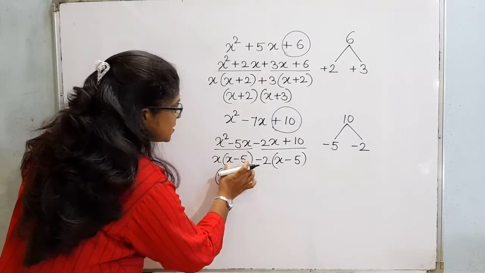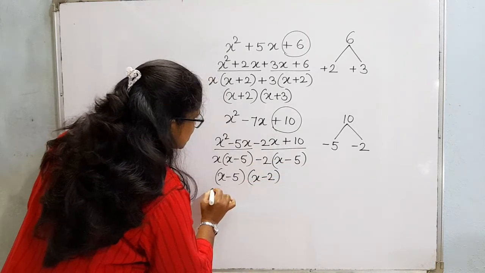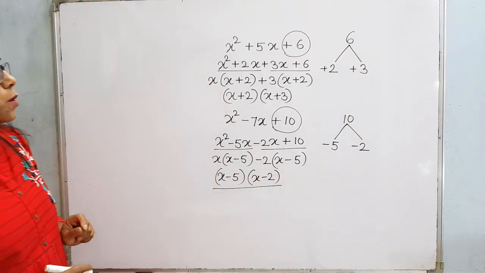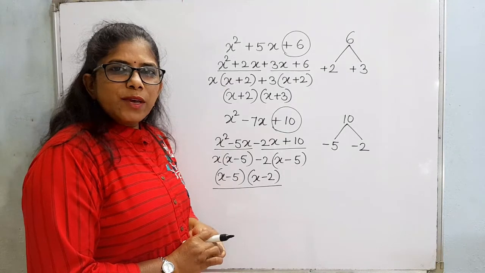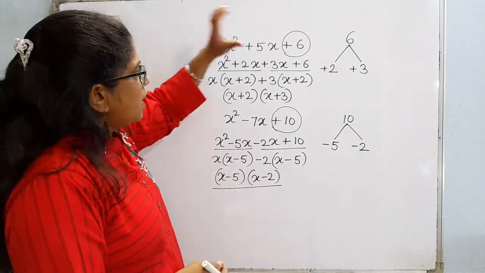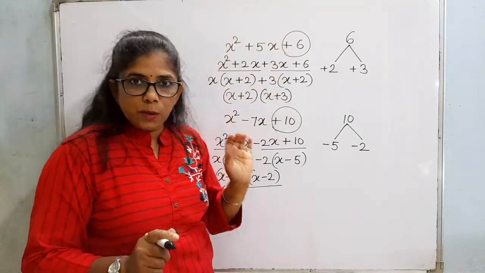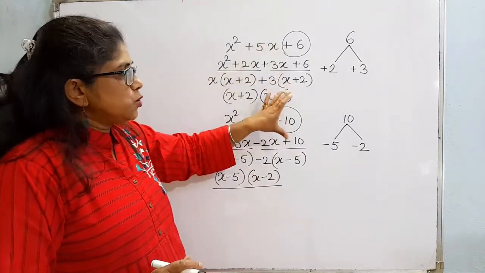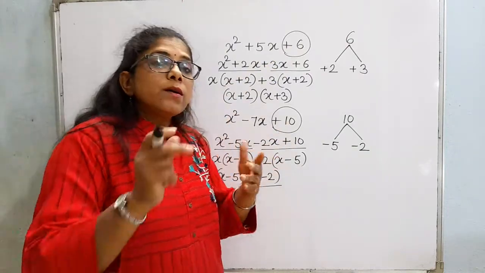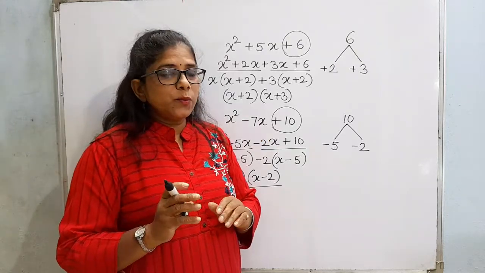X minus 5 is the common bracket and here x minus 2. So this is the final answer of this expression. So is it difficult? No, not at all. It's so easy. When the last term is positive, the last term is always the product of our 2 numbers. Whenever the last term is positive, find 2 numbers whose product is this term and the sum is our middle term. So this part is, I think, quite clear to you, right?